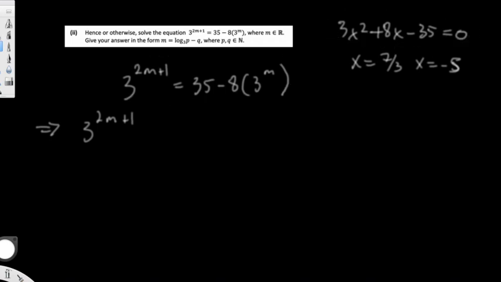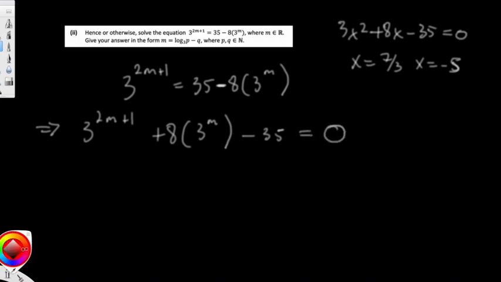So I'm going to bring over the 35. There's the minus 35. And I'm going to bring over the minus 8 times. This is 8 to the power of 3m minus 35 is equal to 0. And now we can see there's some kind of similarities. Like I have this plus 8 and that plus 8, and I have this minus 35. And instead of an x here, I have this thing here.